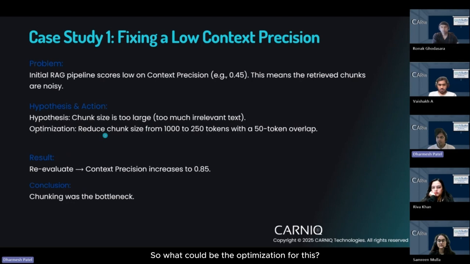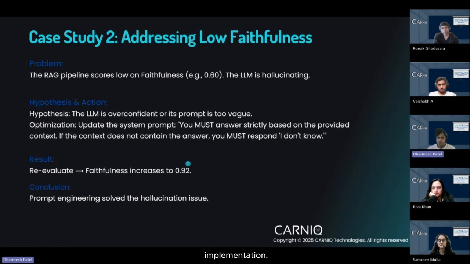So what could be the optimization for this? Reduce the chunk size. Suppose you change the chunk size from 1000 to 250 tokens with a 50 token overlap. This could improve the score. Again, you re-evaluate these changes with RAGAS and see whether your context precision has increased or not. So the conclusion is, if it increased to 0.85, then we can say that chunking was the bottleneck, and that's how we improve the RAG implementation.